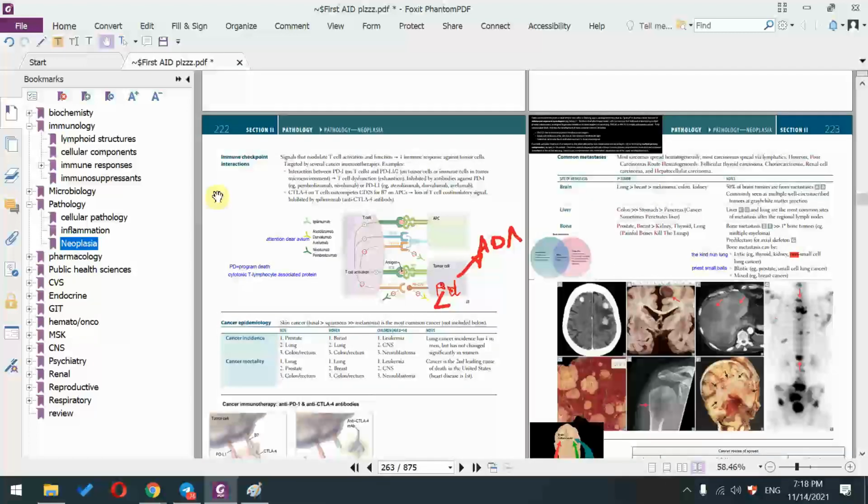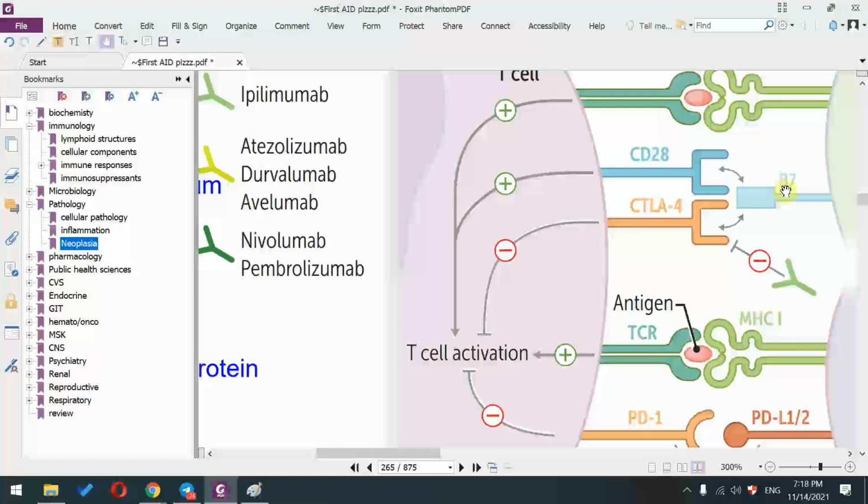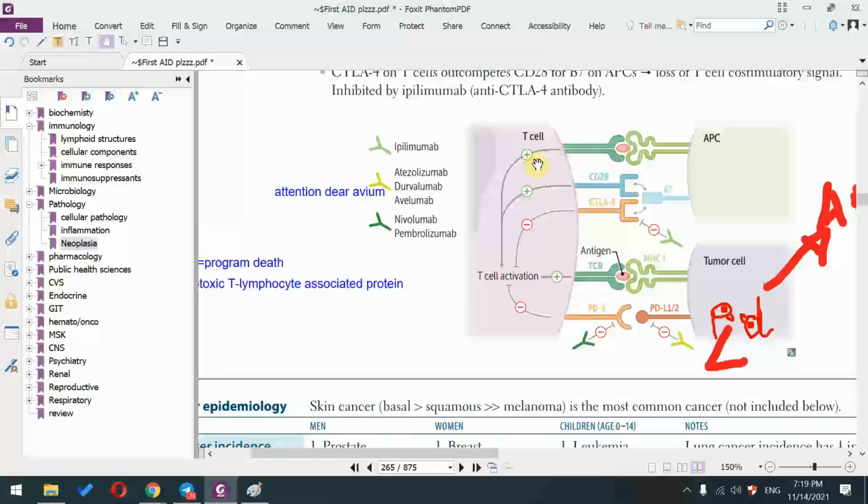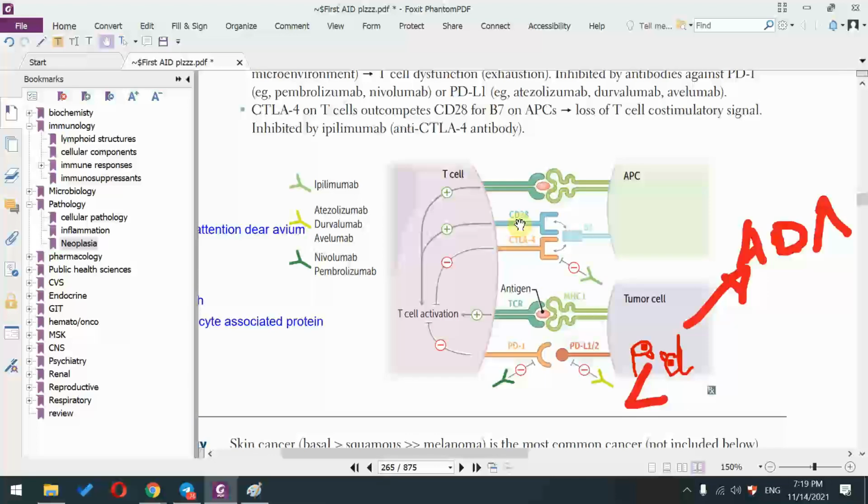So here we have, let's continue with this. Activation of the antigen presenting cells to the T cell, is that a good thing? Yes. That will lead to the T cell activation. If you have T cell activation, you will kill the tumor cells, which is amazing. That's what you want. Okay, so one more step. Let's go a little bit downward.